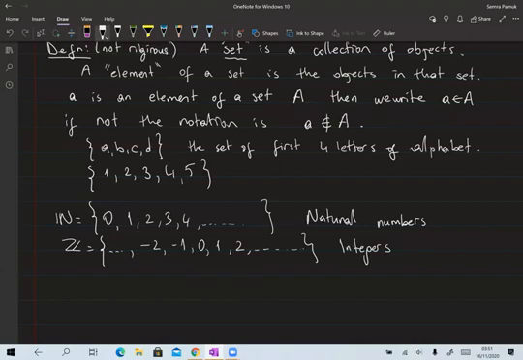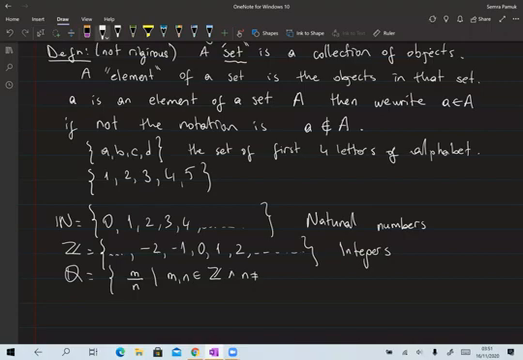And then rational numbers. For the rational numbers, we can give a definition like this: m over n, such that m and n are integers, and n is non-zero. This is how we construct rationals.